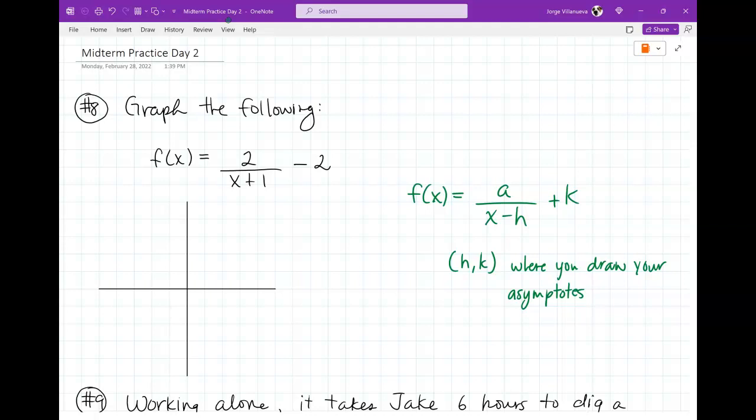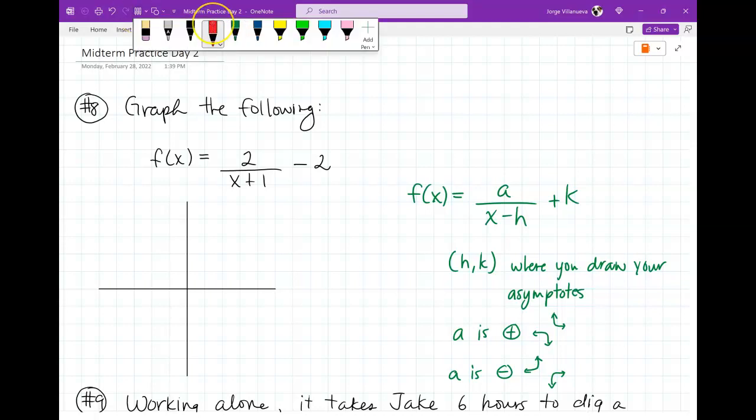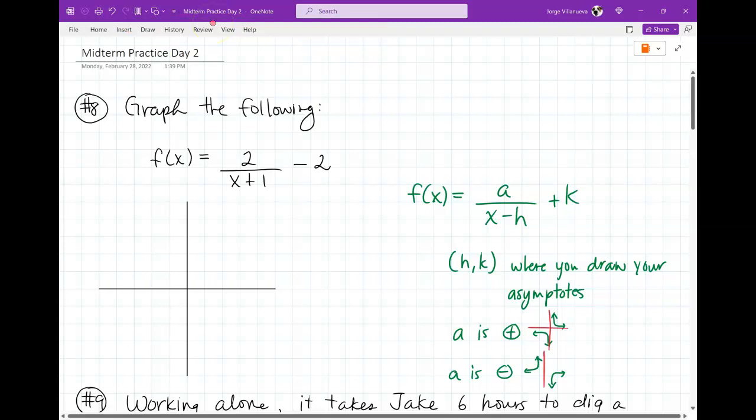And then a positive a results in a graph that looks like this. And if a is negative, it results in a graph that looks like this. So it's like two little pieces. These are called inverse functions or reciprocal functions, but sometimes they'll call them rational functions, but it just depends. So let me help out a little bit with these pictures. It's going to look either like this or like that.